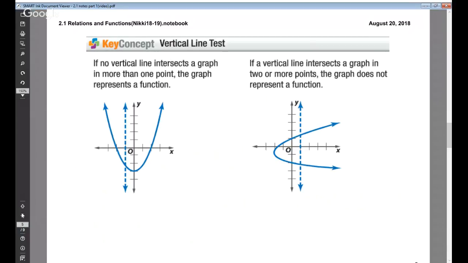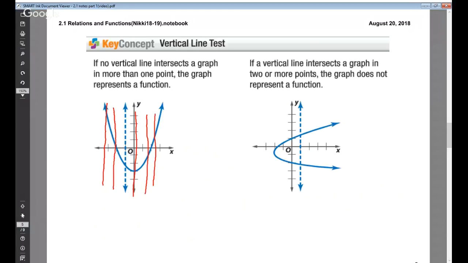Next topic is the vertical line test. Most of you should have learned about the vertical line test back in Algebra 1 and maybe in geometry. For those of you who are not familiar with it, basically the vertical line test is when you take a vertical line and you basically make it go through your graph.